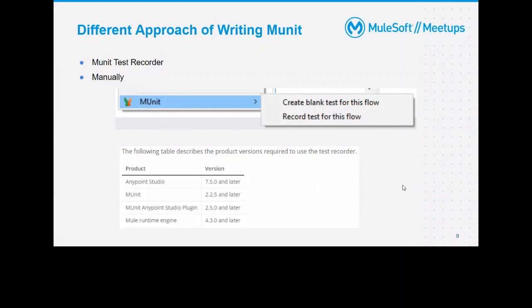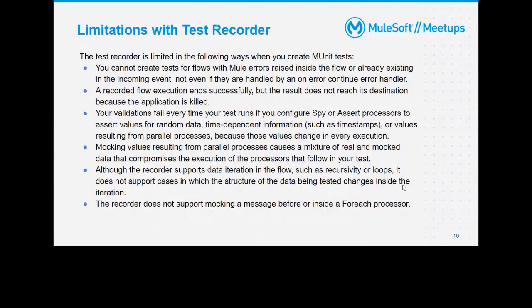As there are advantages for the test recorder, there are some limitations also. The test recorder cannot be used for a flow where we have got errors, so it doesn't work with errors. The second thing is your flow should be completed. If you are creating a test for a particular flow using test recording, then the complete flow should be successful. If there is any interruption in between, it won't work. So we have got a few limitations with that.